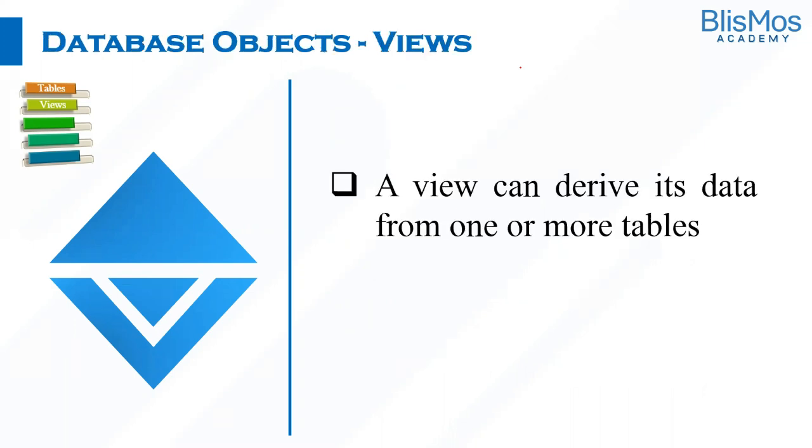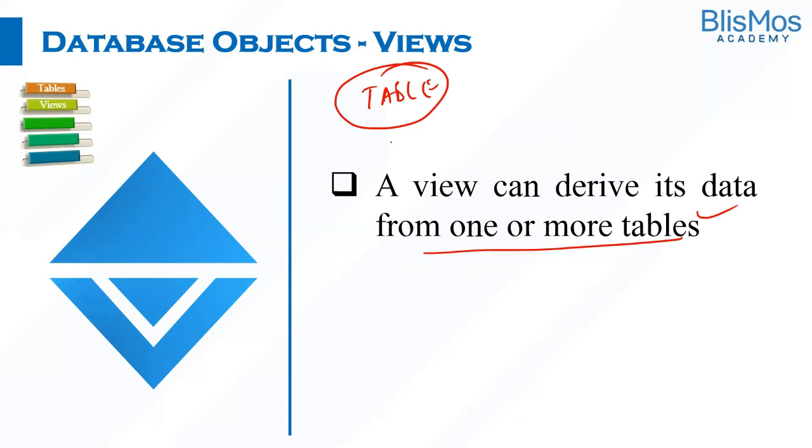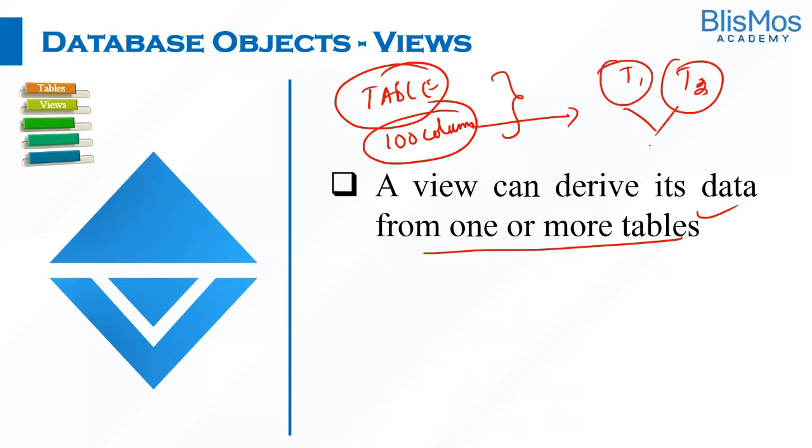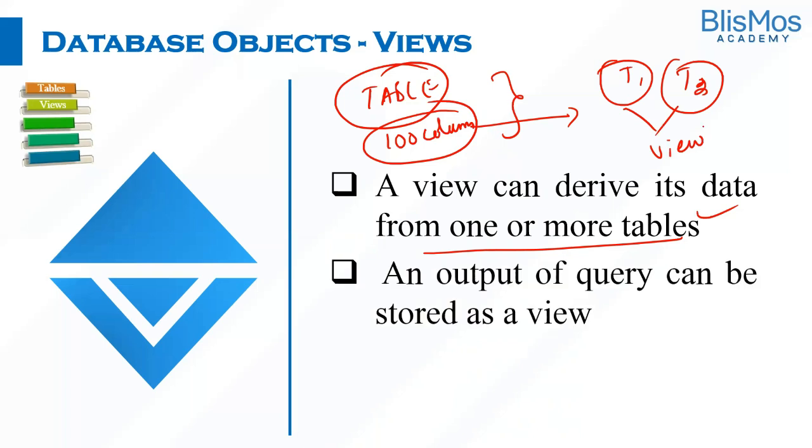So a view can derive its data from one or more tables. Assuming that you have a table with some 100 columns, but as a part of your work, you don't want to access all those 100 columns. Then you can just create a view from the important columns on which you want to work. It is not necessary that you can create a view from only one table. You can create a view from multiple tables as well. Whenever you are working, you may have to create a query. The results of that query can also be stored as a view.